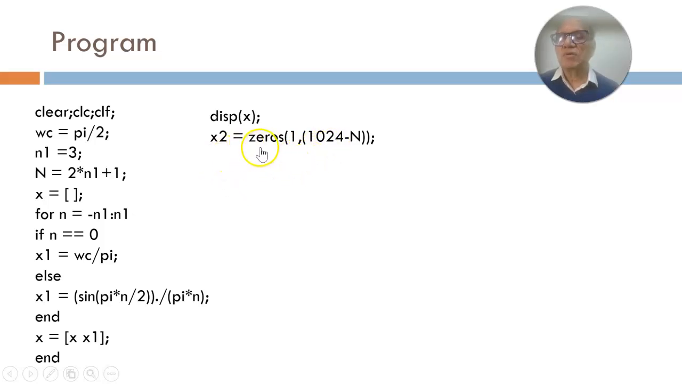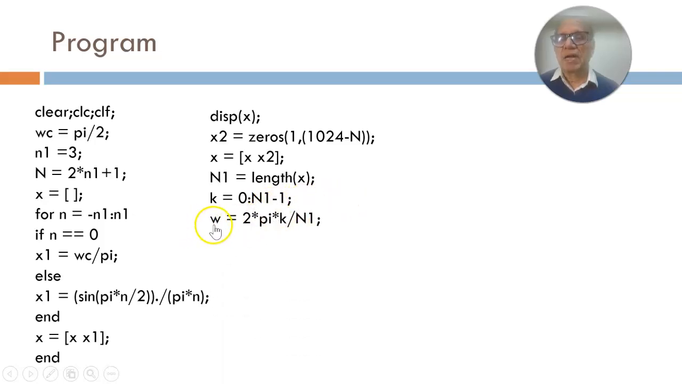And these zeros we are going to append to x. So x is equal to x. So these zeros we have appended because we want a good frequency resolution. Because even if the number of coefficients are small, if you add a large number of zeros, then you will get a good frequency resolution. So you calculate n1, that is length of x, k equal to 0 to n1 minus 1 as usual. And the angular frequency is 2 pi k by n1, again as usual.